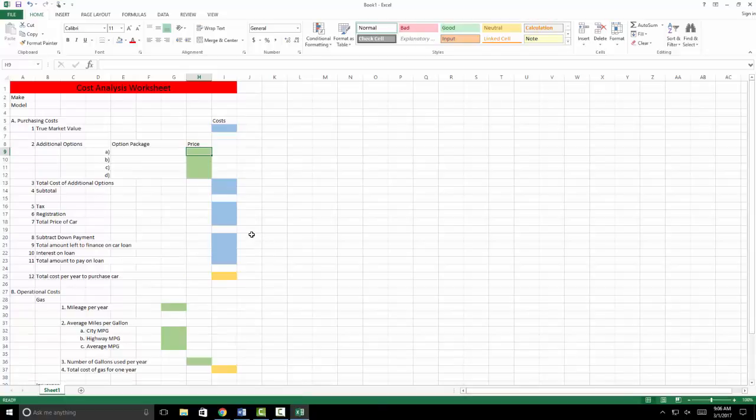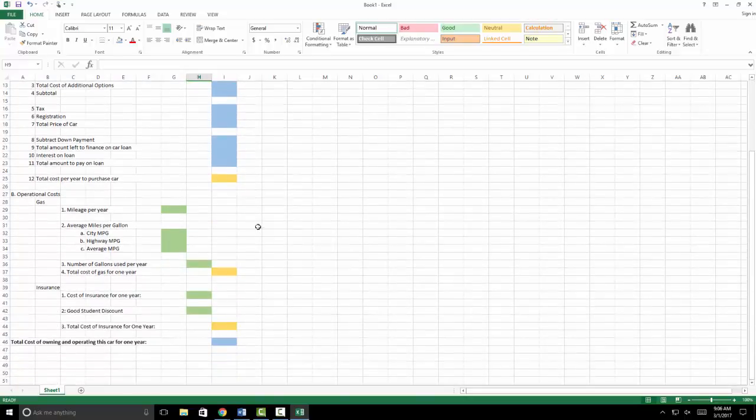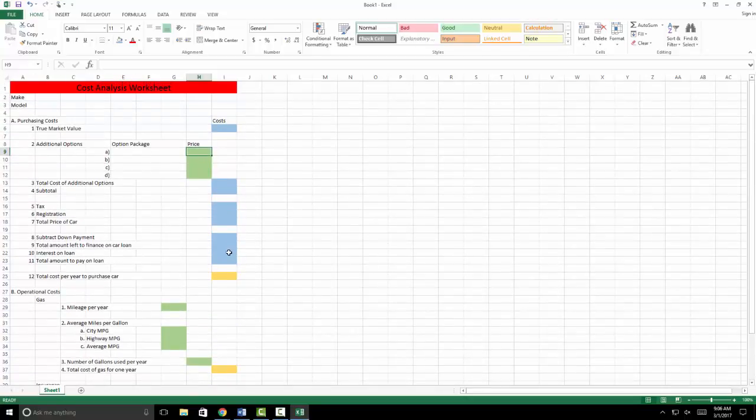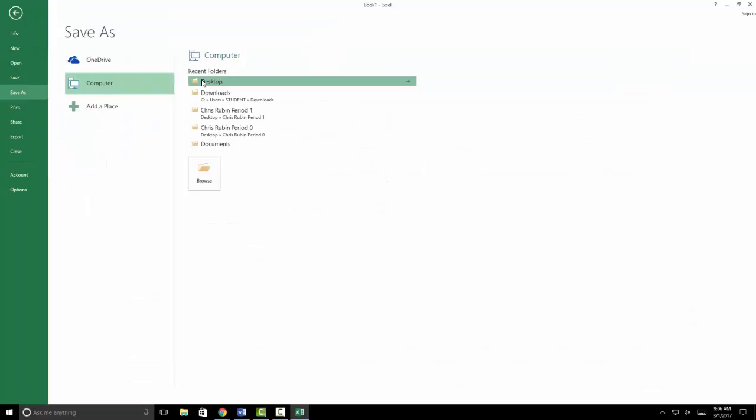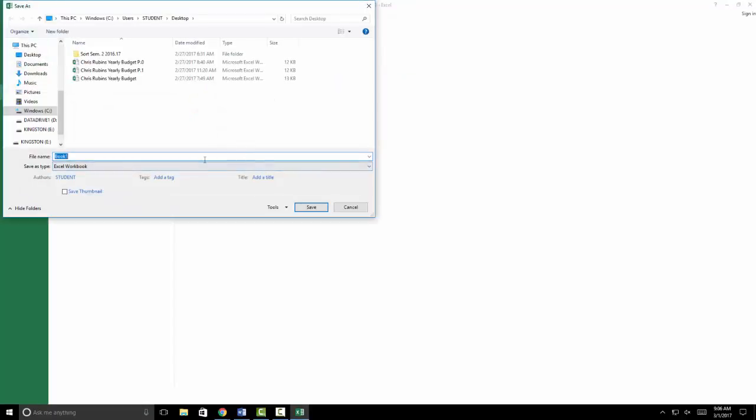All right, good job. So now we've got our worksheet all set up. Let's take a second and make sure that, again, you've included shading for all of the cells that we're going to need to put values in. And then let's also go ahead and save this worksheet. I'm going to save it into my folder. I'm going to name it my name, so Chris Rubin's car project.